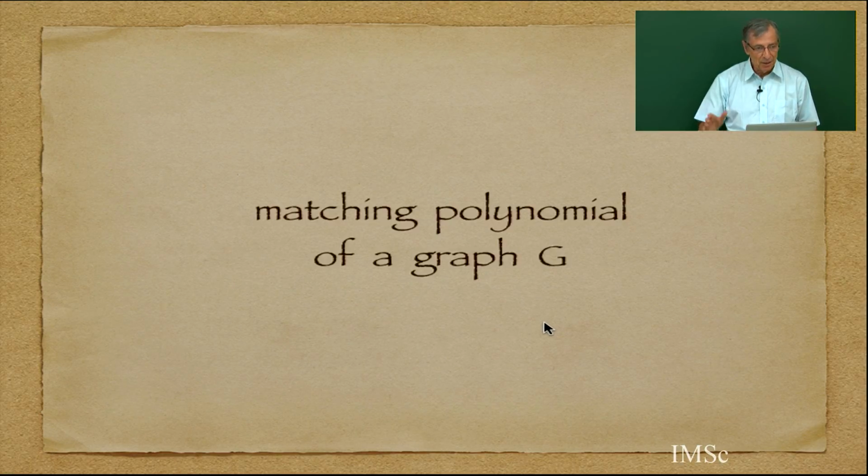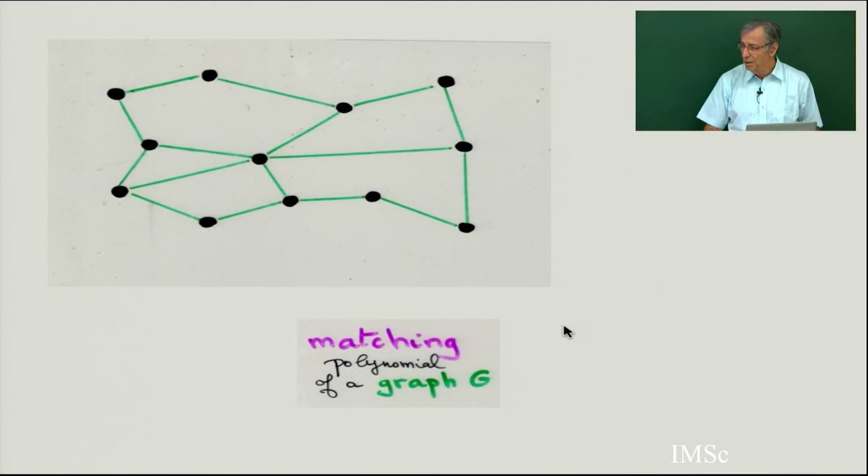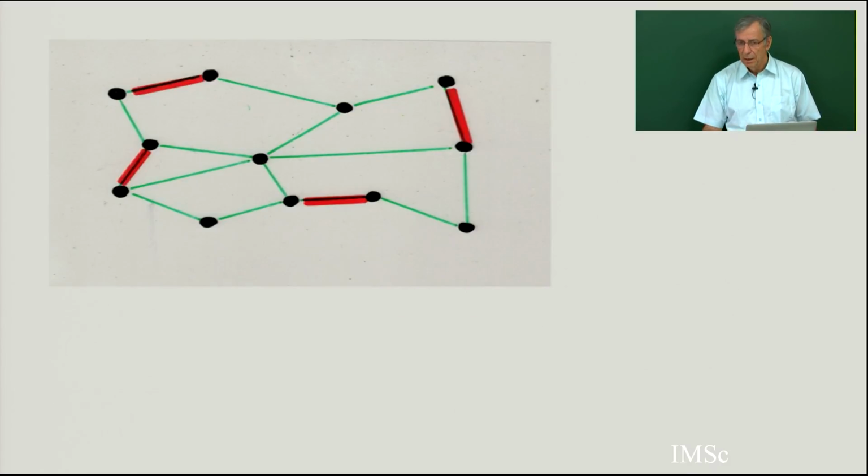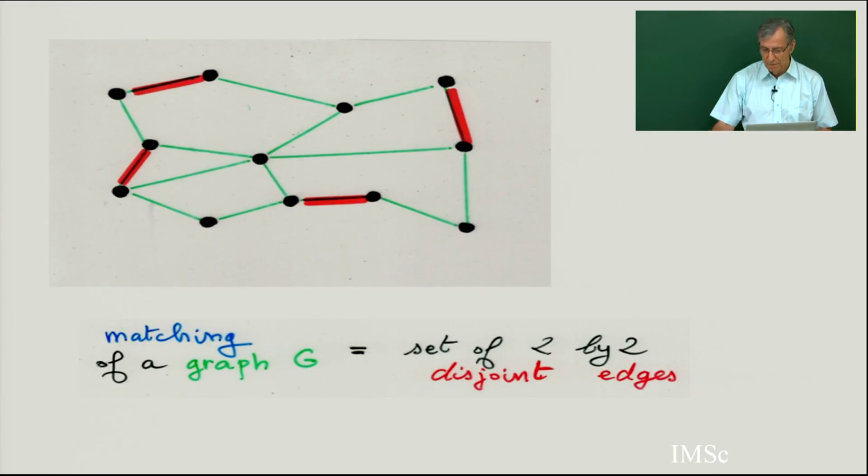In particular, the matching polynomial of a graph is a well-known object in graph theory. So I define in general a matching polynomial for any graph. Take a graph like this, and a matching. A matching of the graph is a choice of two by two disjoint edges, like this. I have 4 edges in red.